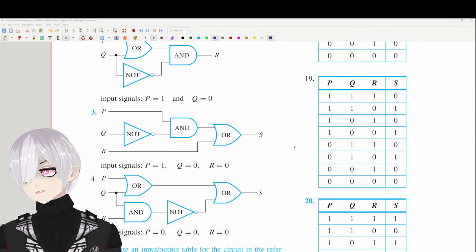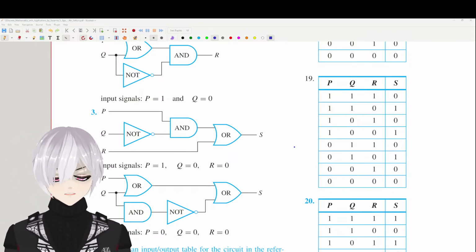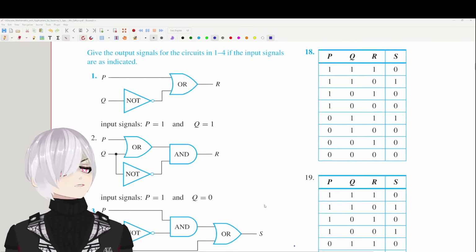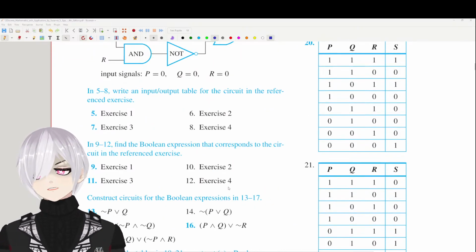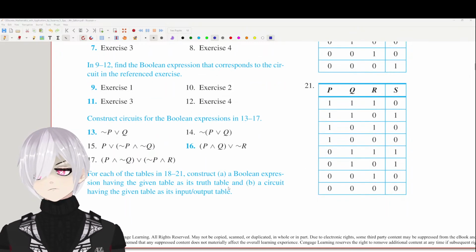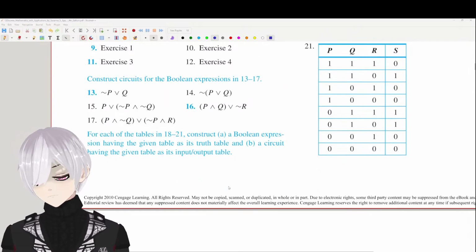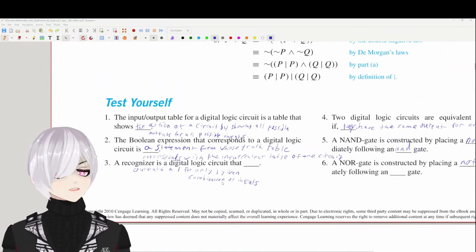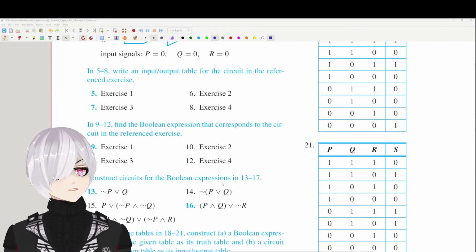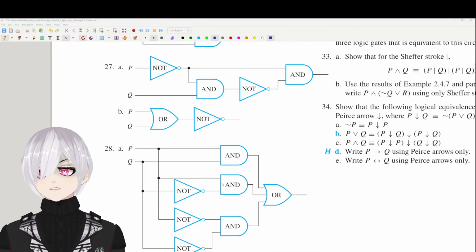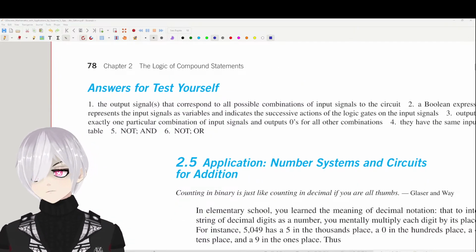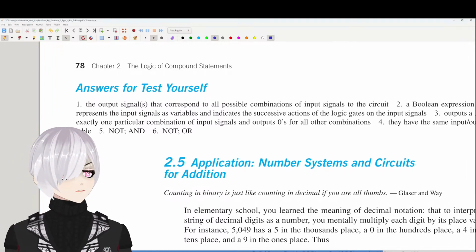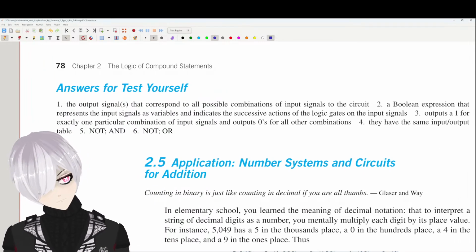We're alive. Right. So I can't really imagine anything in this book being too difficult since it's all very foundational. At least it has been. But we're only on chapter 2, so yeah. Okay, so it's 2.5, Application: Number Systems and Circuits.